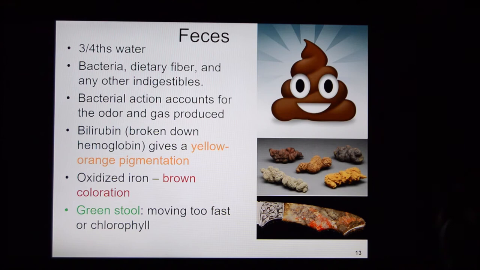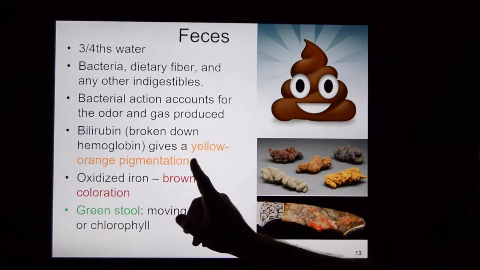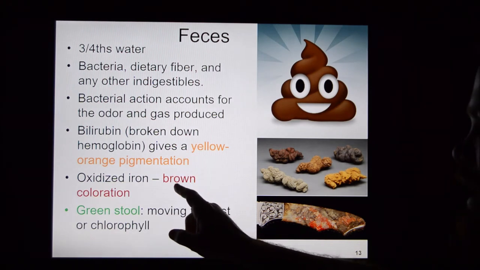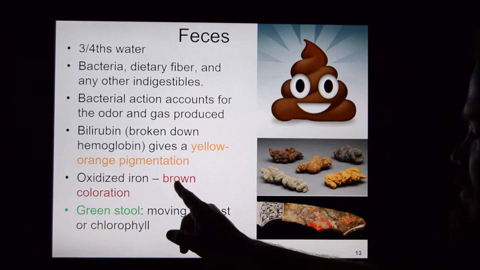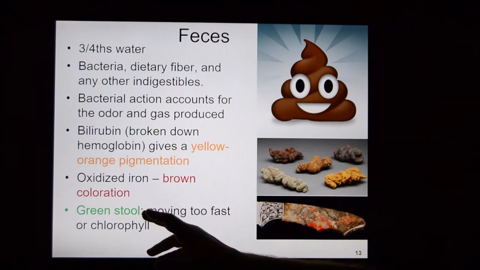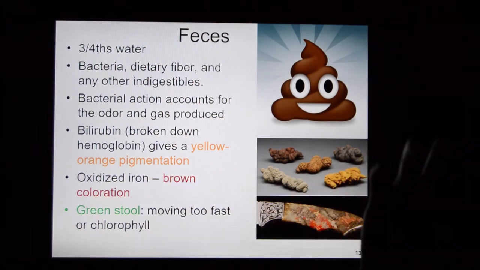The color of feces is due to a number of things. Bilirubin, which is broken down red blood cells, basically, gives rise to a yellowish-orangey pigment. Oxidized iron from red blood cells gives feces a brown color. And then a green stool would be a side effect of either eating a lot of chlorophyll or having feces move through very quickly and not be fully absorbed.